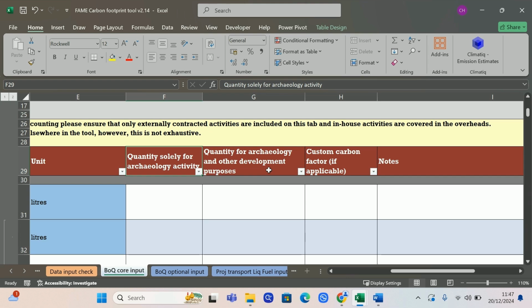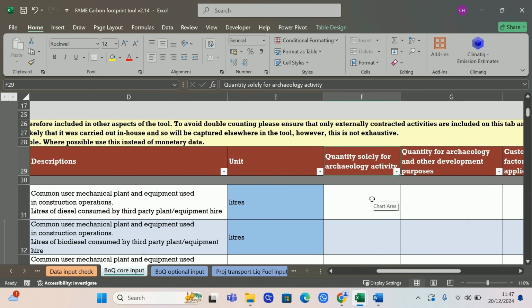So that's covered in the introduction video, but to summarise it a little bit here, it's basically in the first box you are inputting activity data for activities that are done purely for the archaeology industry, whereas in the development box you're inputting data for activities that would have happened anyway and were only performed by the archaeologists because they were the first people on site.